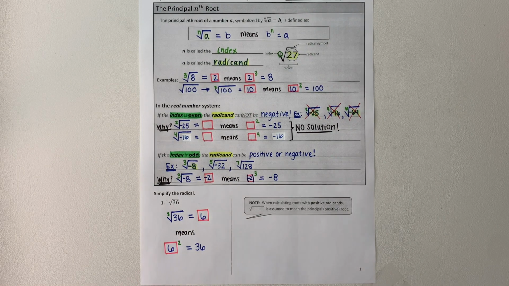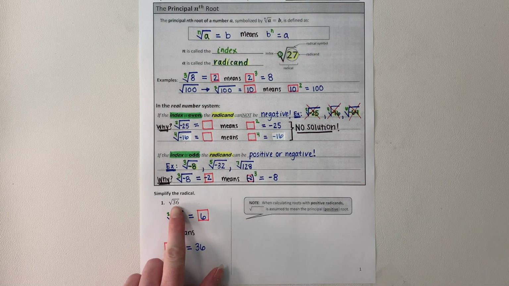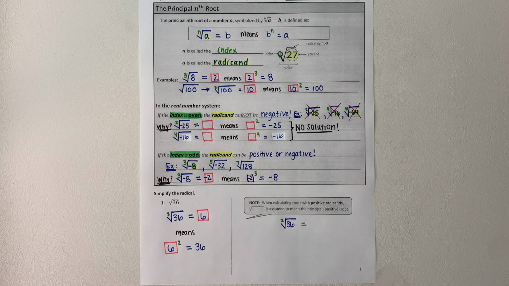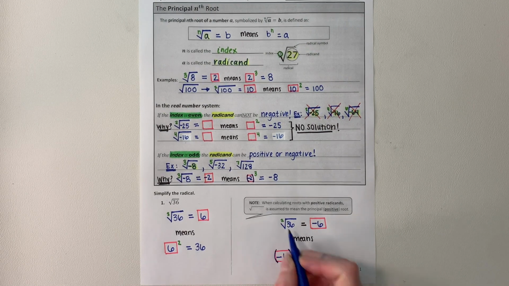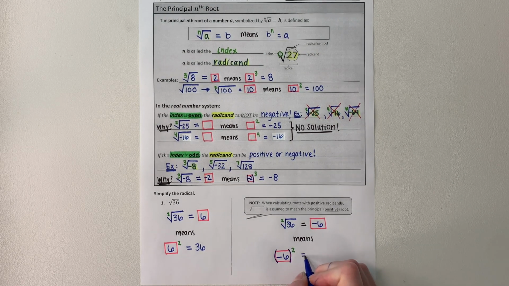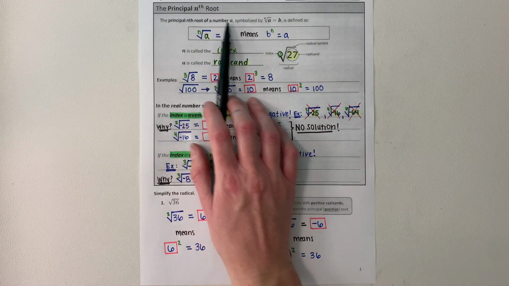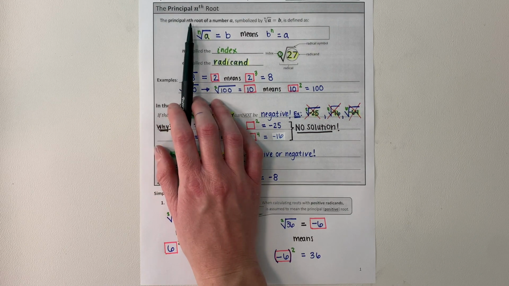But you might be asking yourselves, is there another solution to this problem? Could the square root of 36 also equal -6? Well, let's see. If this is true, this means that when we take -6 and raise it to the index, which is a 2, we get 36. And this is true. -6 squared does equal 36. So is the square root of 36 equal to 6, or is it equal to -6, or is it equal to both? Well, an expression written in this form is called the principal nth root.